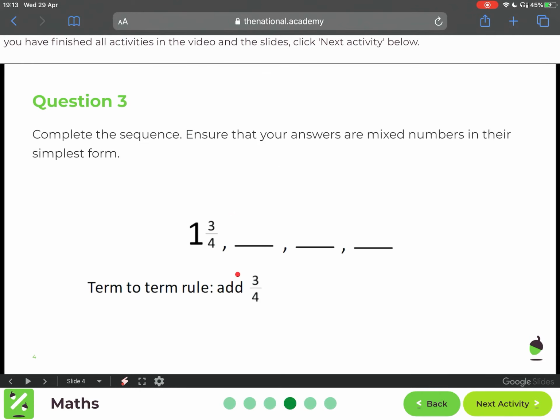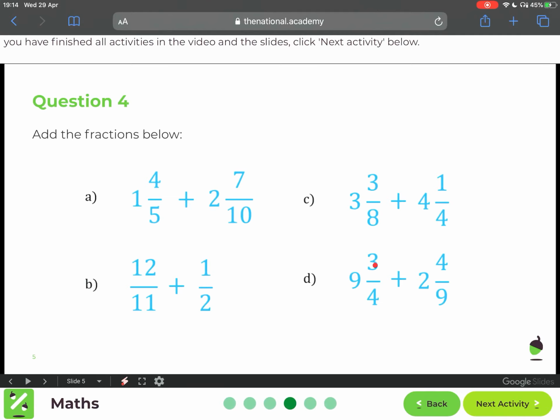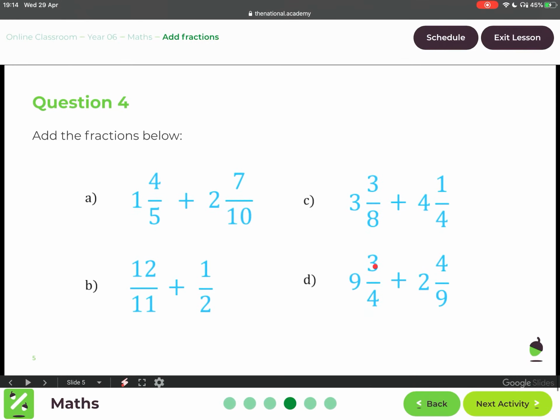Question 3. Complete the sequence. Ensure that your answers are mixed in their simplest form. Here you have to add 3 quarters to this. So we would go 2 and a half, 3 and 1 quarter, and then it would go 4. There. Question 4. Add the fractions below. This is a bit harder, as here they have whole numbers here. So let's just do that.